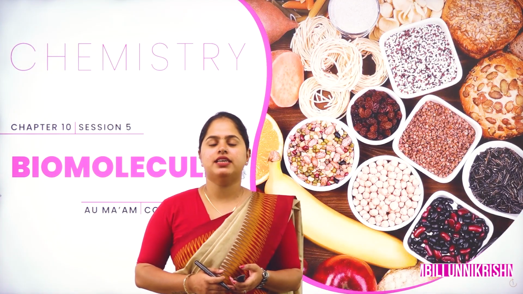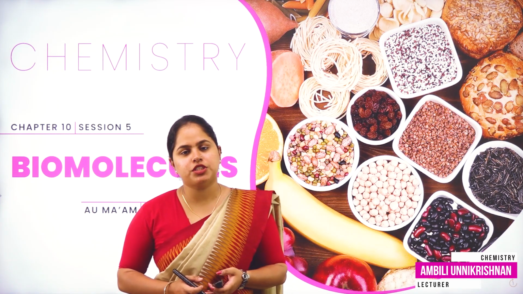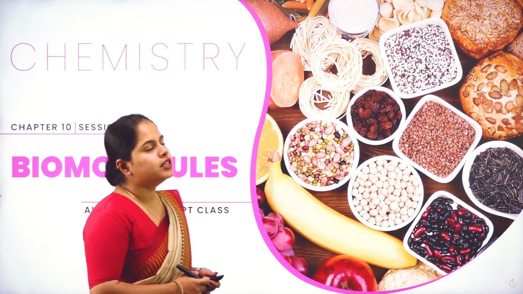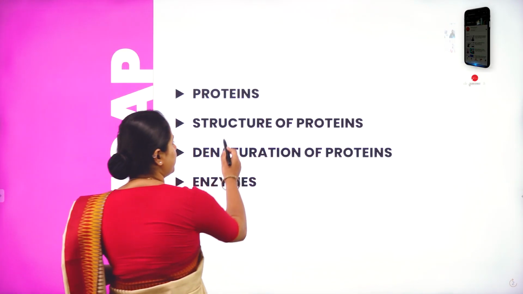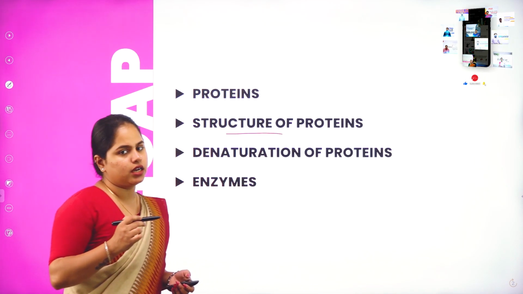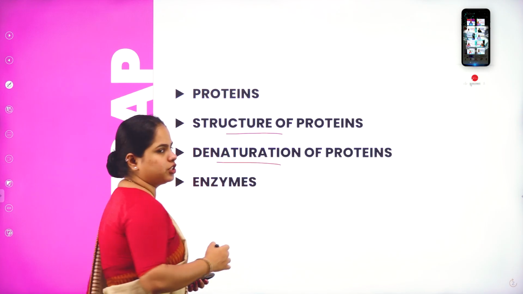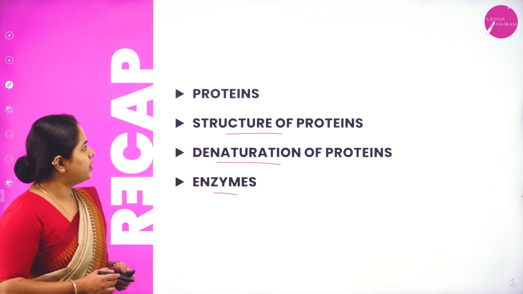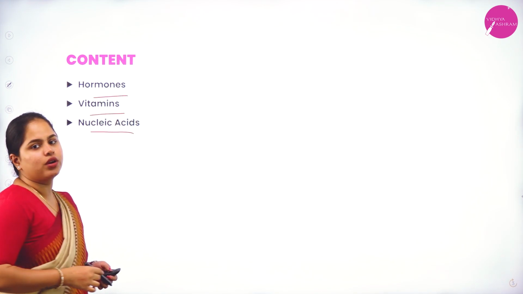Hello everyone, this is Ambli Unnikrishnan from the Department of Chemistry. Today I'm back with session 5, the last session of the Biomolecules chapter. In the last session, we discussed proteins and the structure of protein, that is primary, secondary, tertiary and quaternary structure. Then we moved on to the denaturation of proteins and discussed enzymes. In today's session, we are going to discuss hormones, vitamins and nucleic acids.